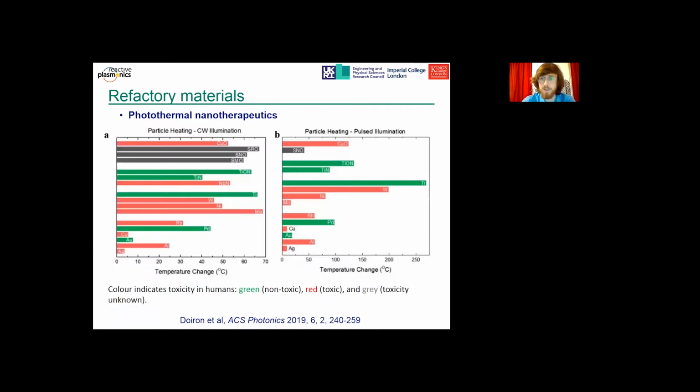So as an example, we look at photothermal nanotherapeutics. We see of the materials that are non-toxic within the body, titanium and titanium oxynitride deliver the largest temperature change upon illumination with the same power laser. So these are materials that we potentially take forward for cancer treatments in the future.